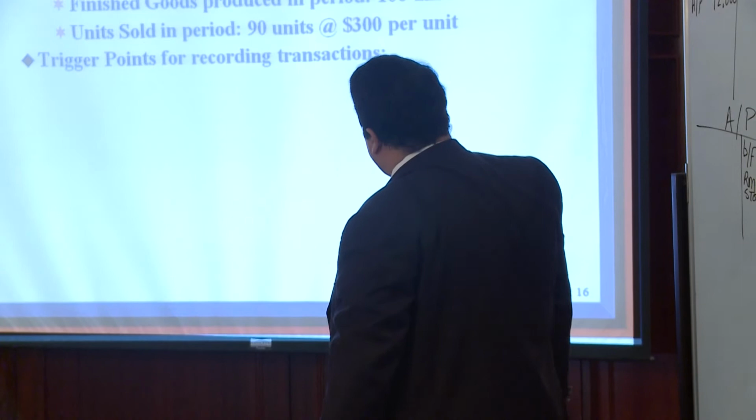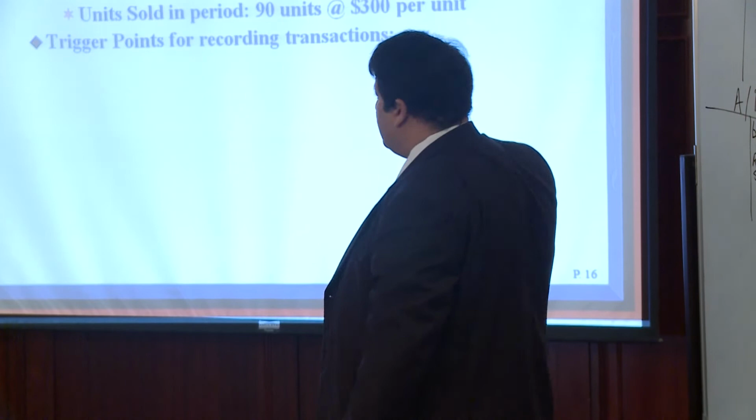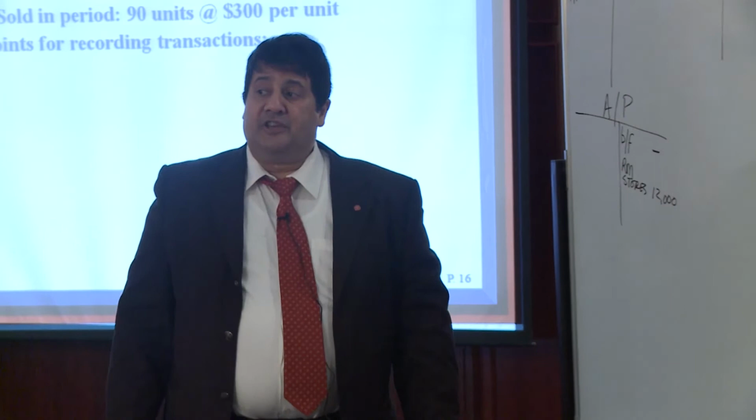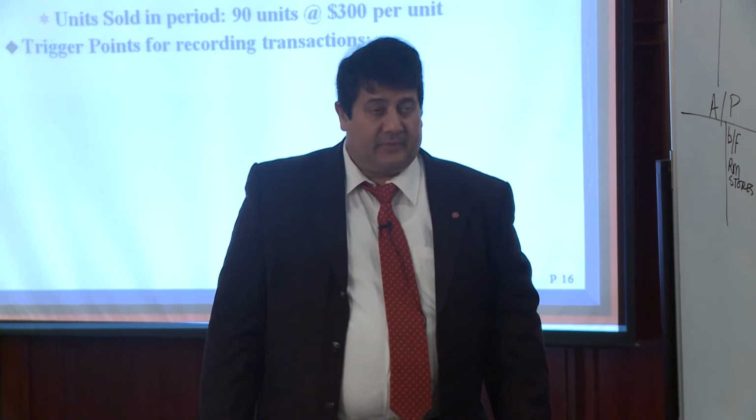Third, some information. Standard conversion cost is $100 per unit finish. Now the word conversion cost is the conversion of raw materials into a finished product, which means that a conversion cost is labor and overhead combined. Okay, so we keep that in our minds.